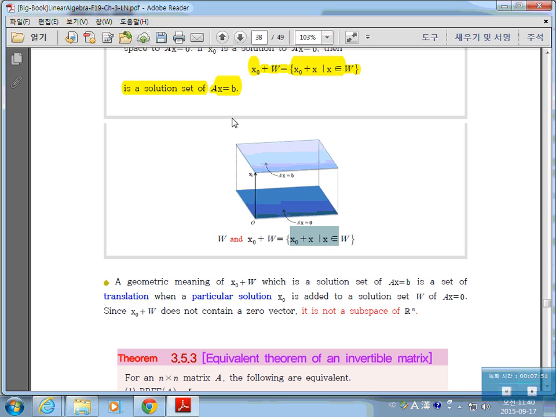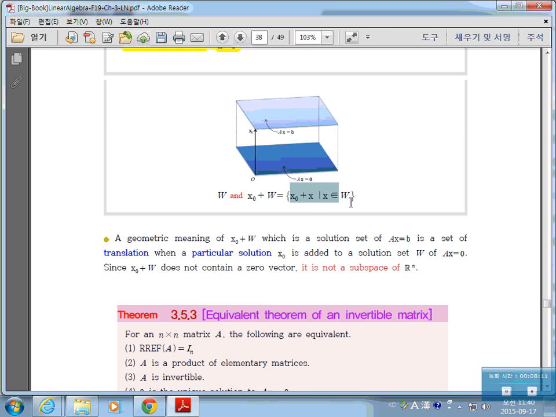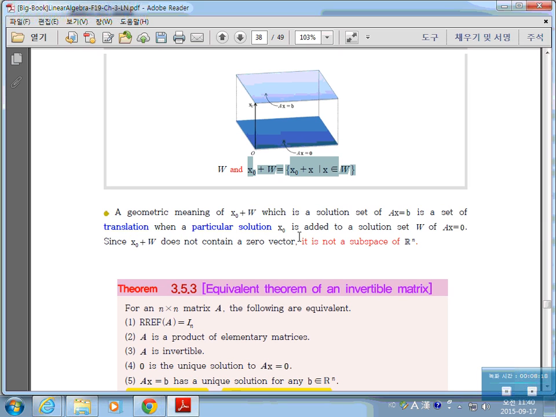So when you are asked to find this set of solutions, all you have to do is find the solution set for this homogeneous system easily and find just one particular solution and just add it. Add this vector to the solution set of the homogeneous system. Then you have the whole solution set for the given non-homogeneous system of equations. Okay? But this is not a subspace of Rn. Why?